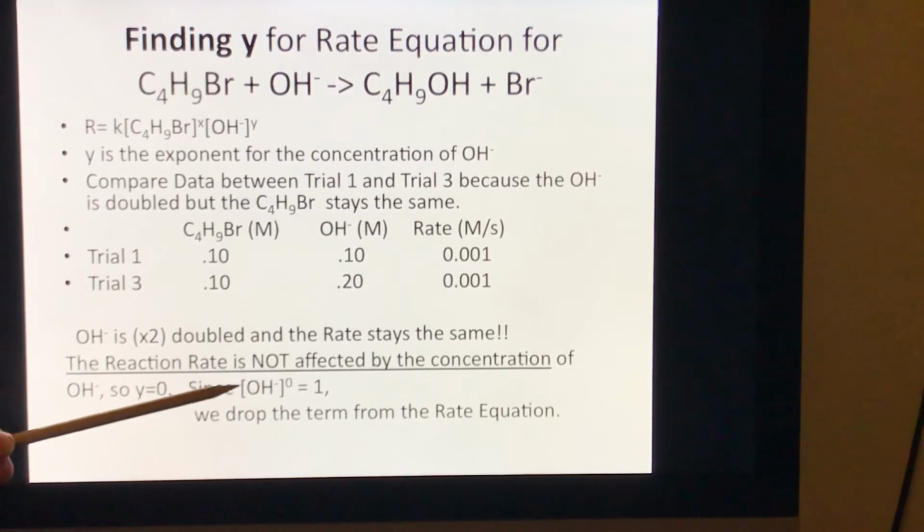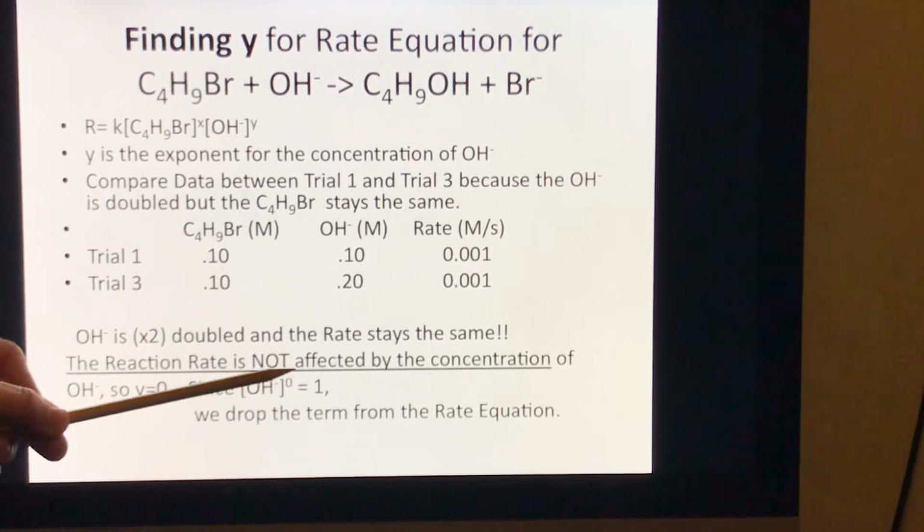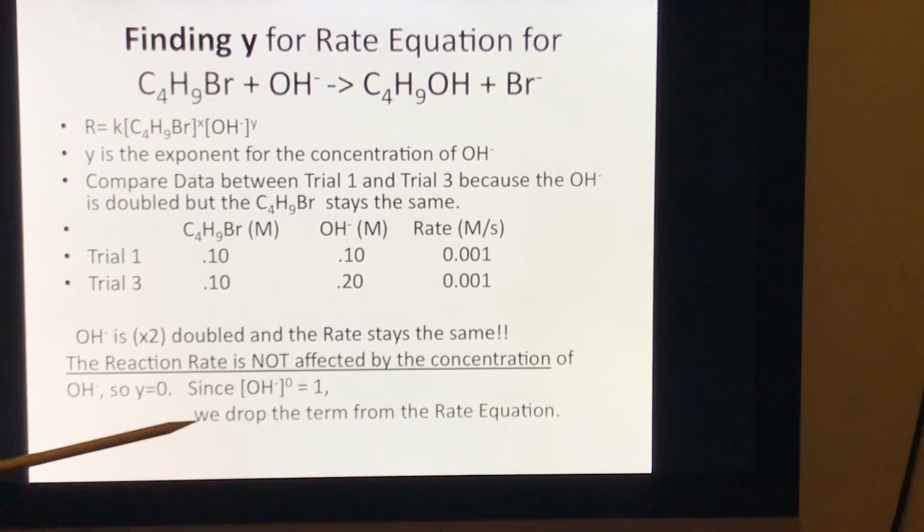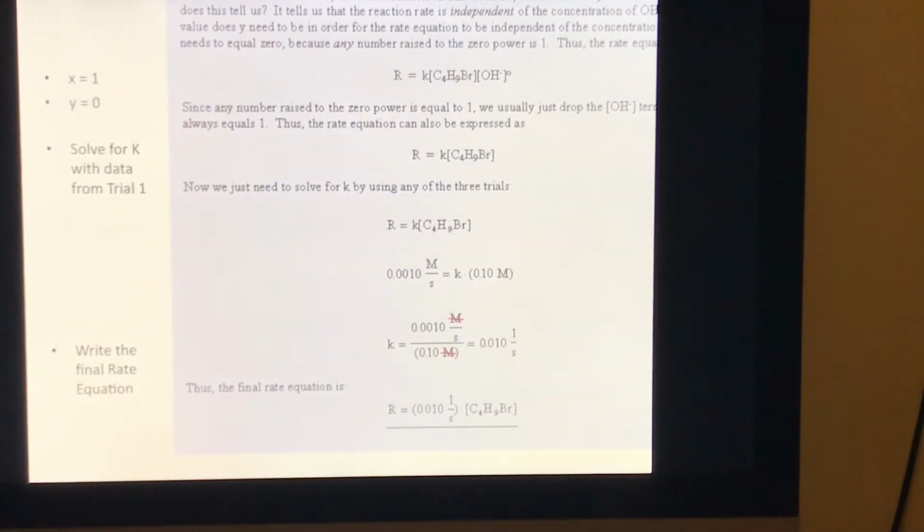And since anything to the 0 power always equals 1, we drop this term from the rate equation, that OH there. So let's look at this in some more detail. We know X equals 1, Y equals 0. We have the R, and we have the reactant concentrations, the 1 and the 0. We're going to drop this one because it's just equal to 1.